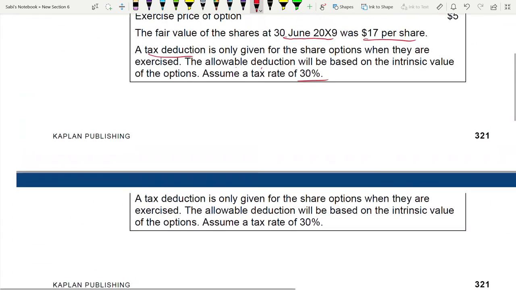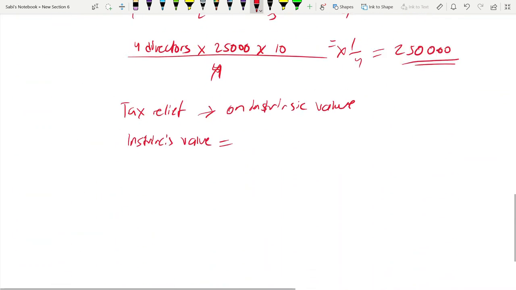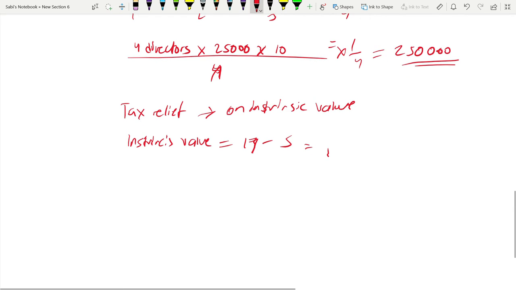What is the market value at that date? Fair value of the shares at 30th June 2009 is 17. Exercise price of option is 5. So 17 minus 5 is the intrinsic value. All this is very easy. The standard is very, very easy, I'm telling you. The harder thing is to identify what falls under what category: what is intrinsic value, what is exercise price, what is market value, what is tax relief, what is deferred tax asset or deferred tax liability. That is the difficult part. Otherwise, it's very easy, because everything is fixed. It's 12. This is the intrinsic value.